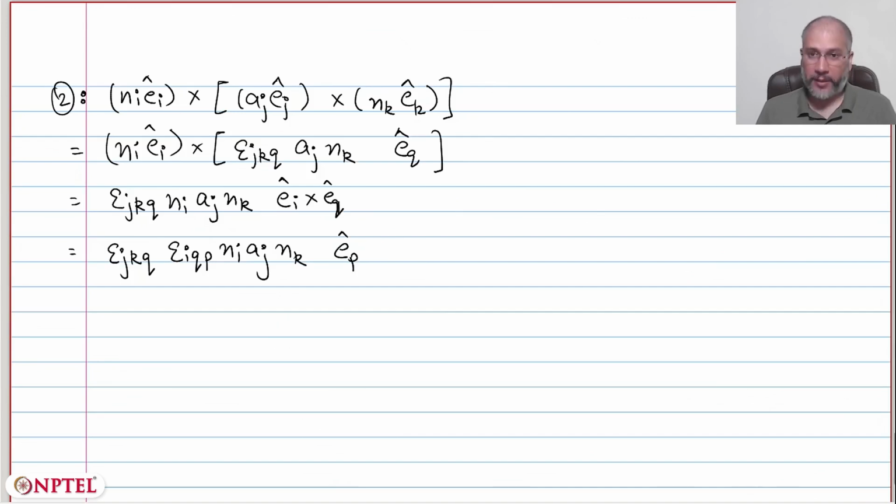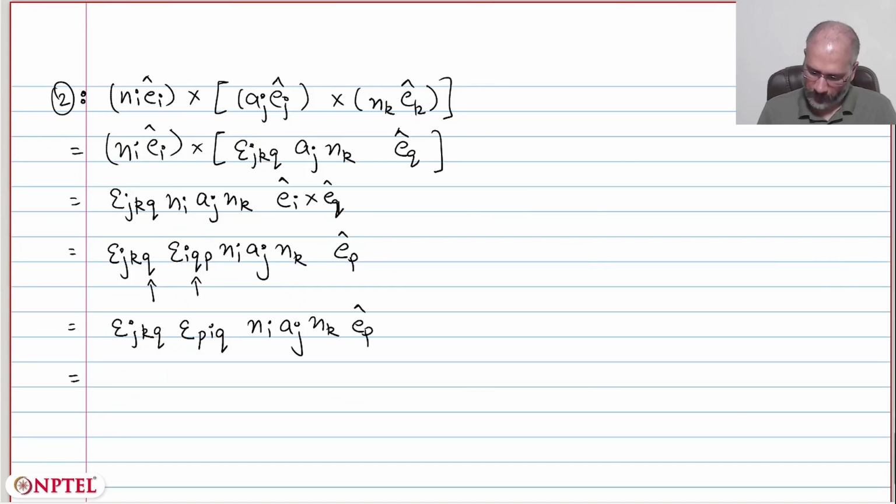Now we have to check if we can apply the epsilon delta identity, because we have two epsilons multiplied to each other. So we can see that q is repeated. So I have to do some rearrangement in the second epsilon. So this can be written as epsilon_piq, and the other terms stay as they are. So this is delta first times delta second minus delta second times delta first.